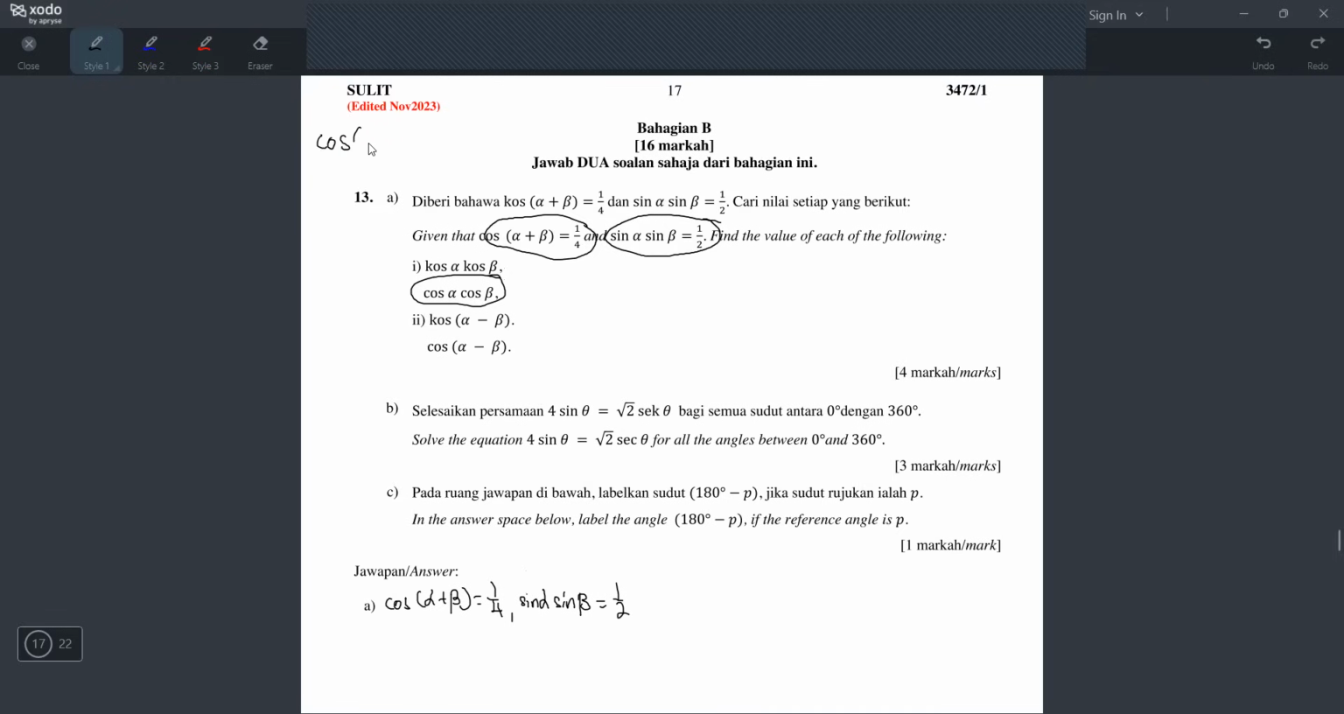I will use the addition angle cos alpha plus beta. This one we can change to cos alpha cos beta minus sine alpha sine beta, right? I said you have to memorize all the formula in my class. So this is the formula I will use. This one is not AB lah. This one is alpha beta. Sine alpha sine beta. Of course, if this one is AB, then this one is AB lah. But this one is alpha beta.